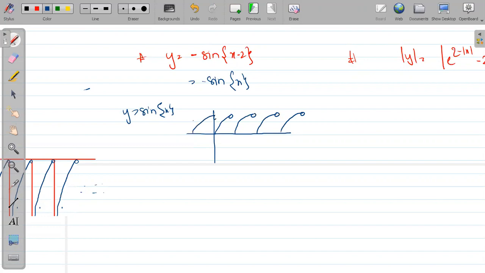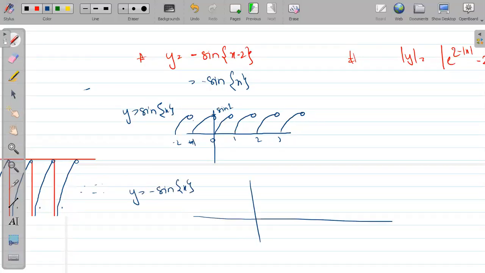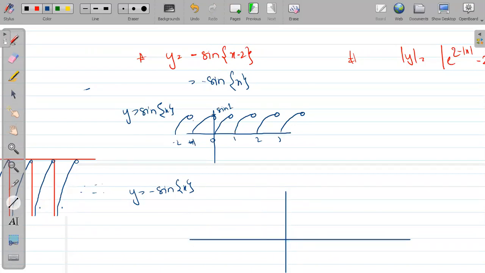Like this only. Make it neat and clean. This value will be sine 1. This value is 0, 1, 2, 3, minus 1, minus 2. But you have to draw the graph of minus of sine of bracket x. So just take the image about the x-axis. You will get this type of graph, as you can see.